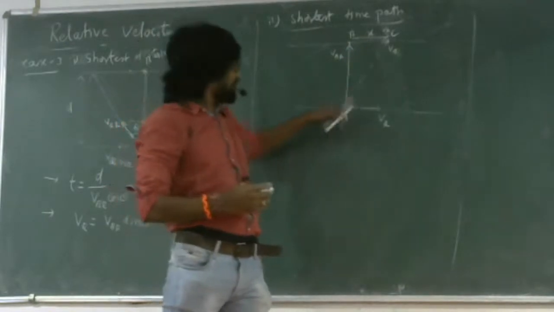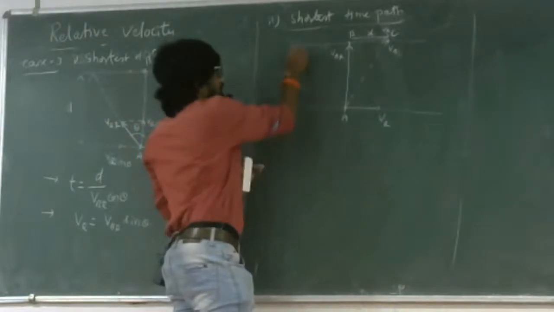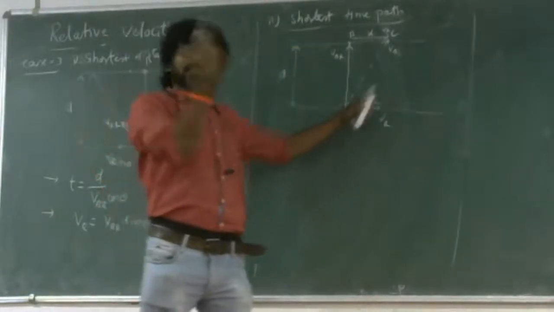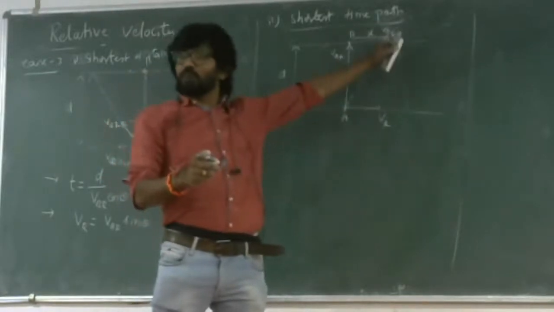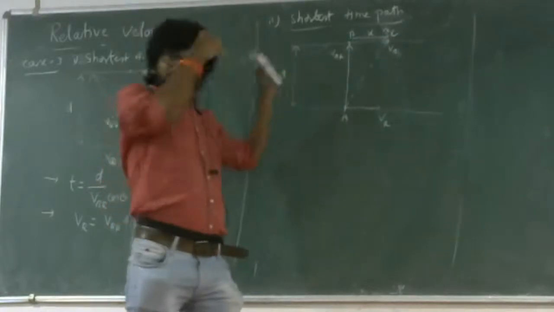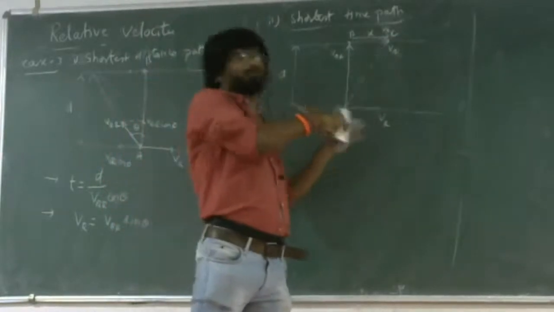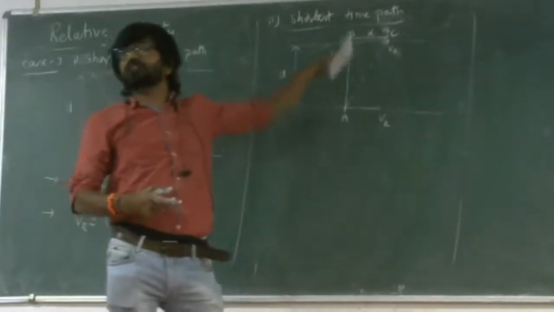But the path of this is more than this d, the width of the river. So this is not the shortest path. This is a longer path than this path, but it takes less time. Even though the path length is more, he will reach in less time. Why? Because not only his velocity, the river velocity is also adding up. So he will reach faster because of the more speed.